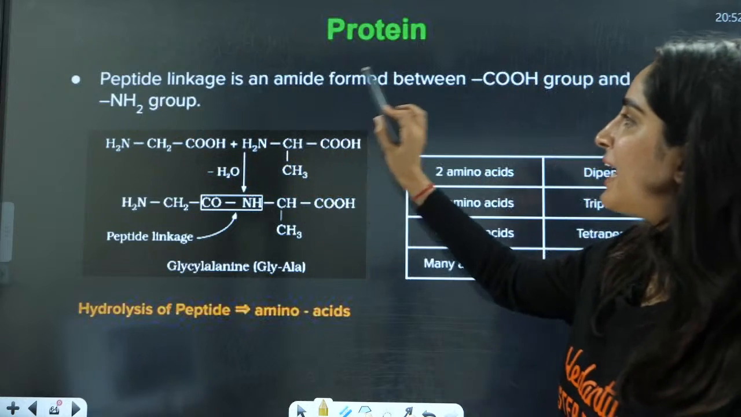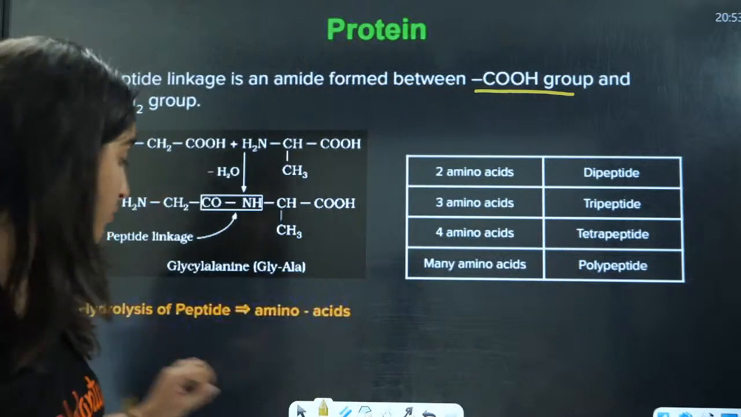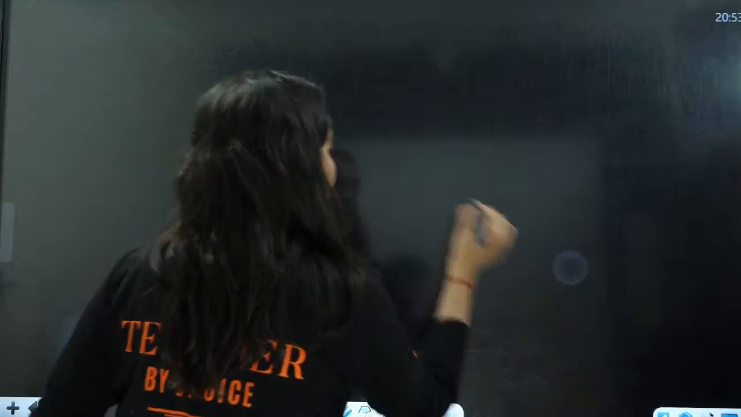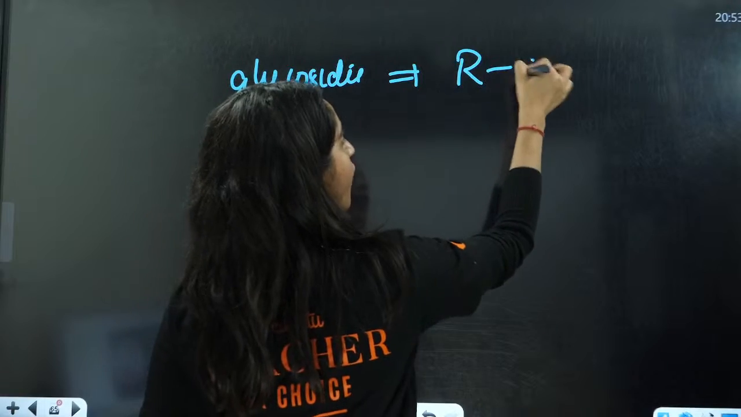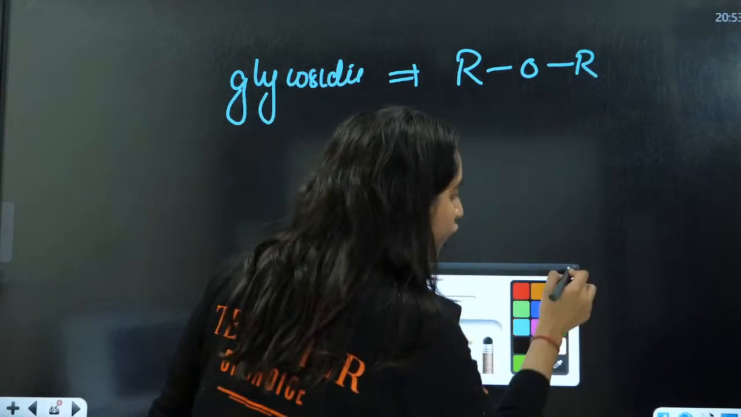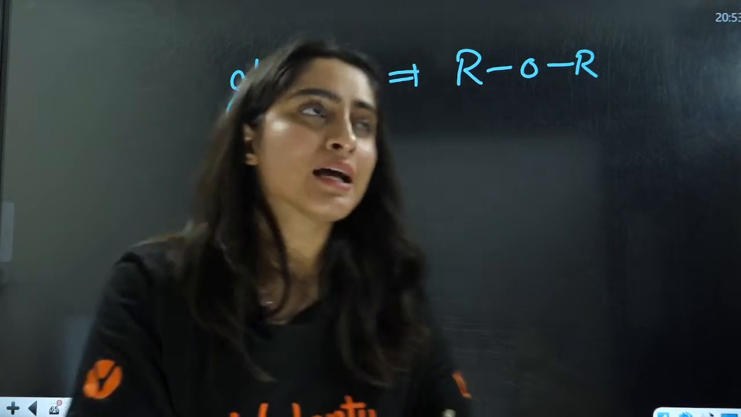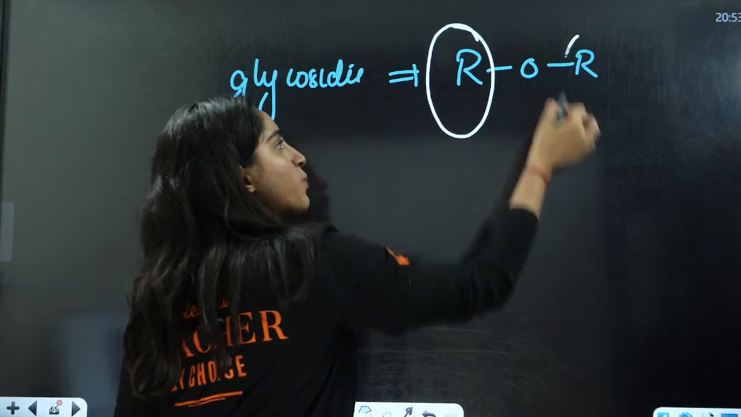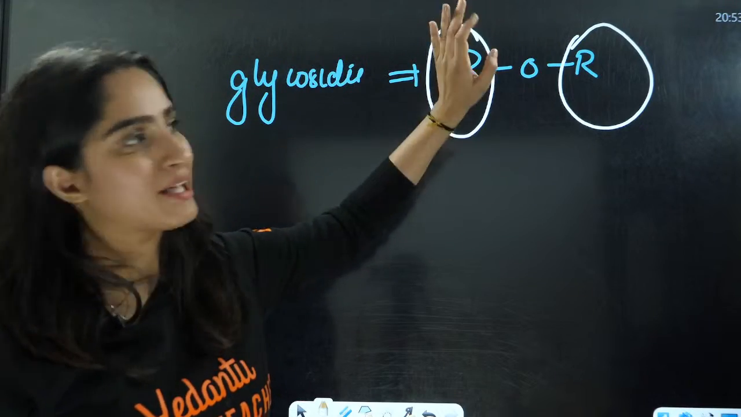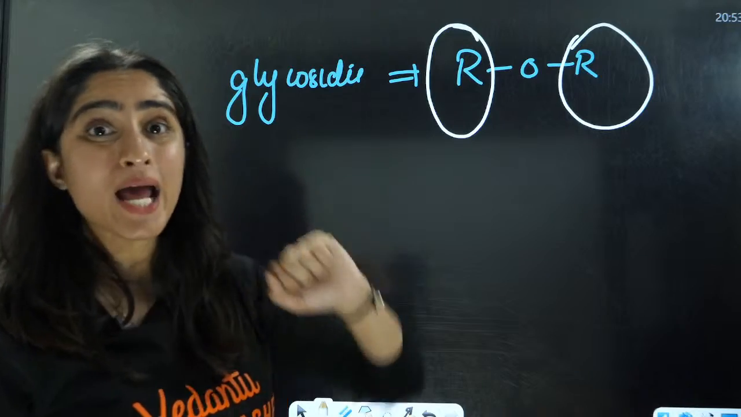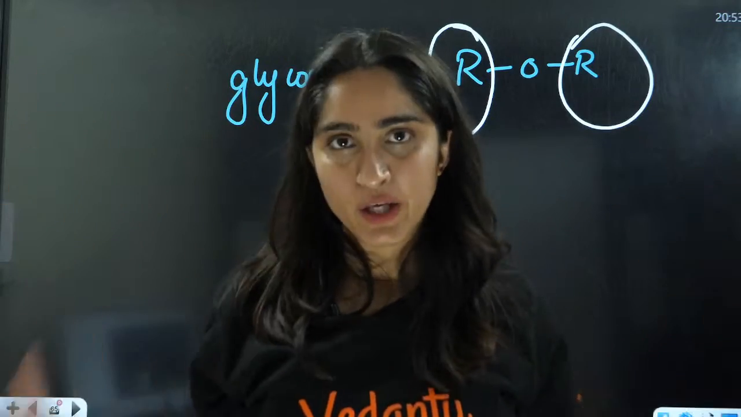For example, a peptide linkage is an amide formed between the COOH group and NH2. Now remember this is a very important point that I'm going to tell you here. In glycosidic linkages, you have an R-O-R group here, right? But you cannot say that a glycosidic linkage is an ether group, right? There is one group here and one group here that are combined by one oxygen linkage. But we cannot say glycosidic is actually ether, right? Why? Because they are not ethers. They are just formed by elimination of water from two molecules.